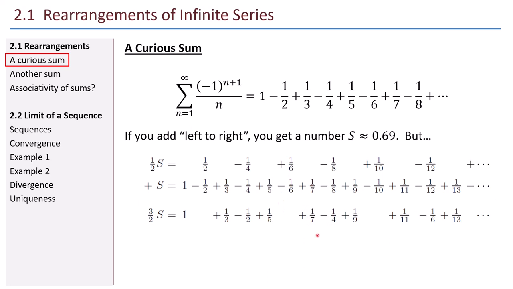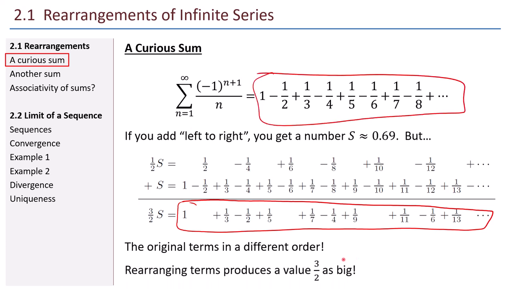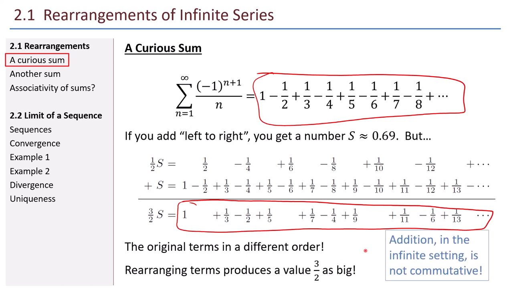Do you notice something weird about this 3/2 s? It is the original terms in a different order. That is crazy. This 3/2 s has exactly the same terms as my original summation, but just in a different order. So rearranging terms produces a value 3/2 as big. Here's the lesson. Addition in the infinite setting is not commutative. We have to let go of our intuition.